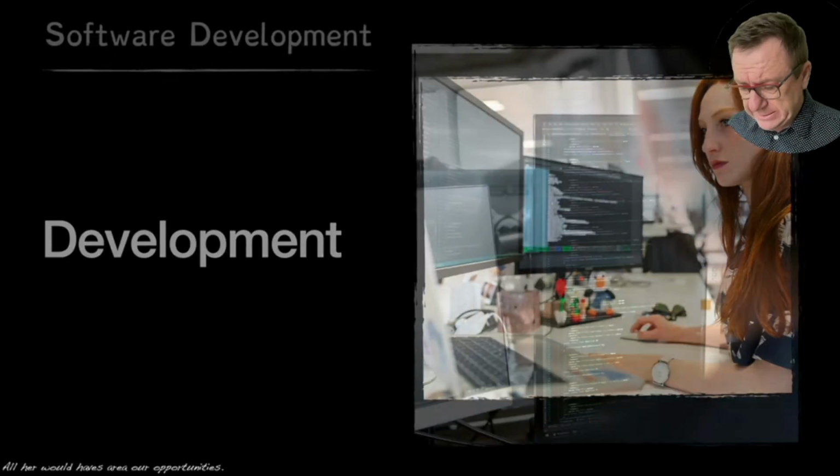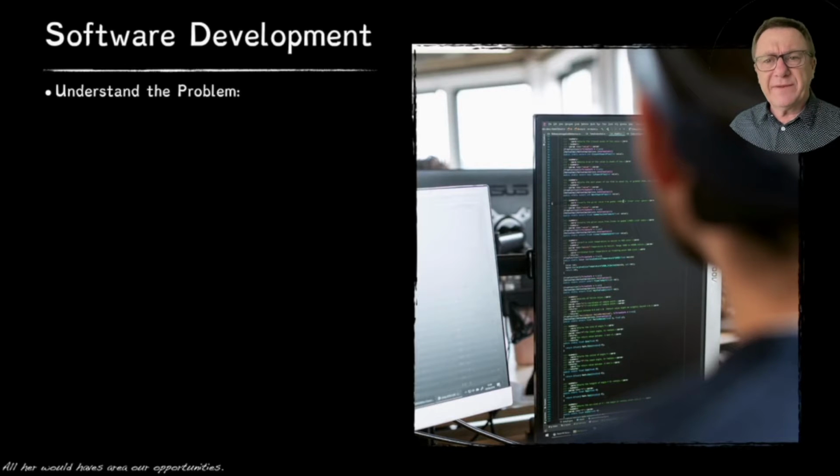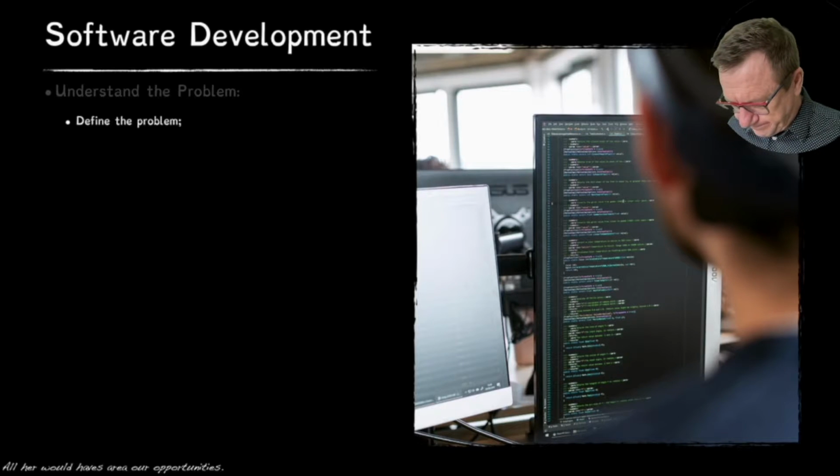So development. What is it? Well, software development, there's a set of stages or a set of 4 or 5 things we need to do when it comes to software development. You need to understand the problem. If you don't understand the problem, you can't solve it. It doesn't matter how good a coder you are. If you don't listen to your partner, tell you what's wrong, you're not going to solve your problems, okay? You need to listen. You need to understand what's the problem.